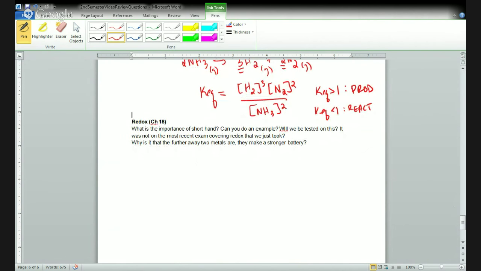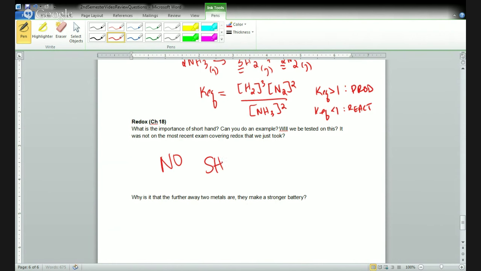All right, on to the last couple of questions. Chapter 18, what is the importance of shorthand? Will we be tested on this? This question cracks me up. It was not an emotions exam covering test that we just took. I agree with you, it wasn't, because I forgot to put it on there. And no, you will not need to know this on the final, so I'm not going to waste any time. No shorthand on the final. Smiley face for you guys.